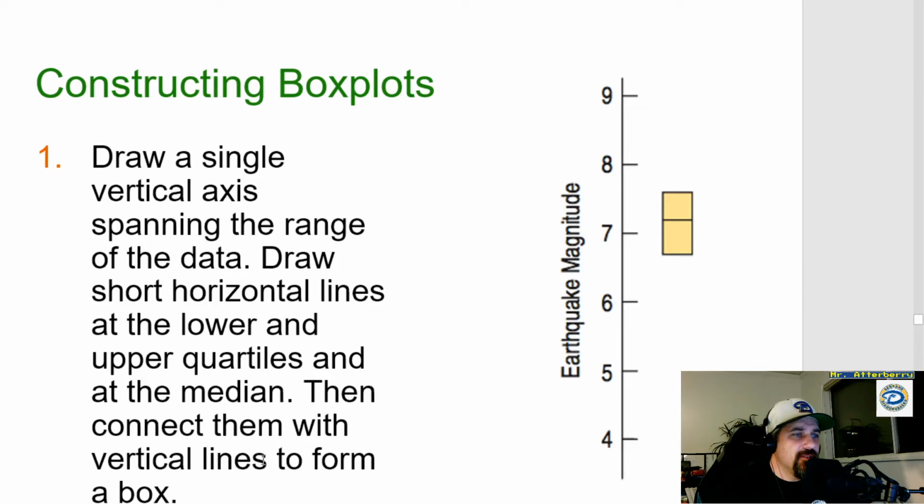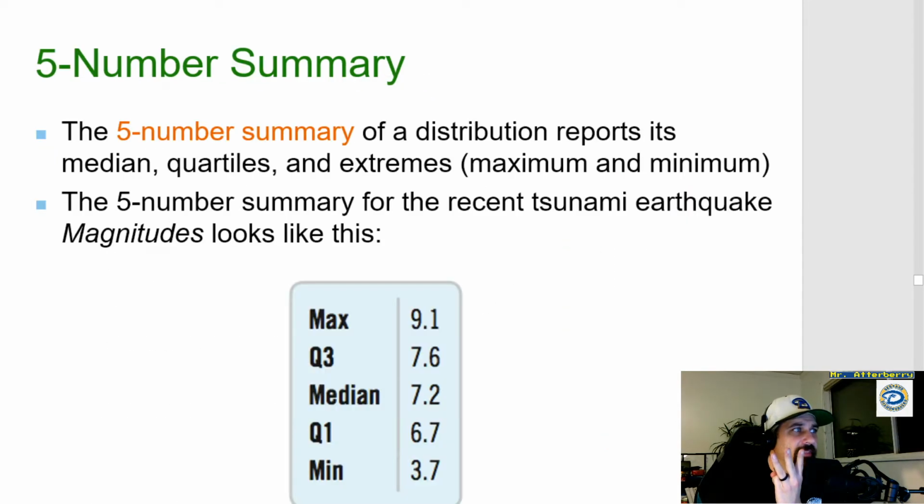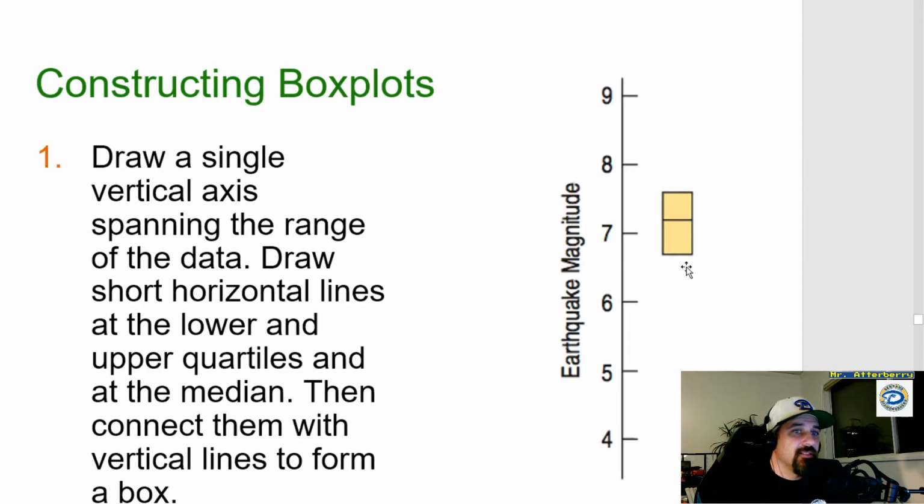But you're going to mark off, it says, draw short horizontal lines at the lower and upper quartiles and at the median. So your 3 middle numbers. Think about these 3 middle numbers: 6.7, 7.2, and 7.6. You draw little lines, make a big box around it, and that's your second quartile and third quartile, like your second and third quarter.